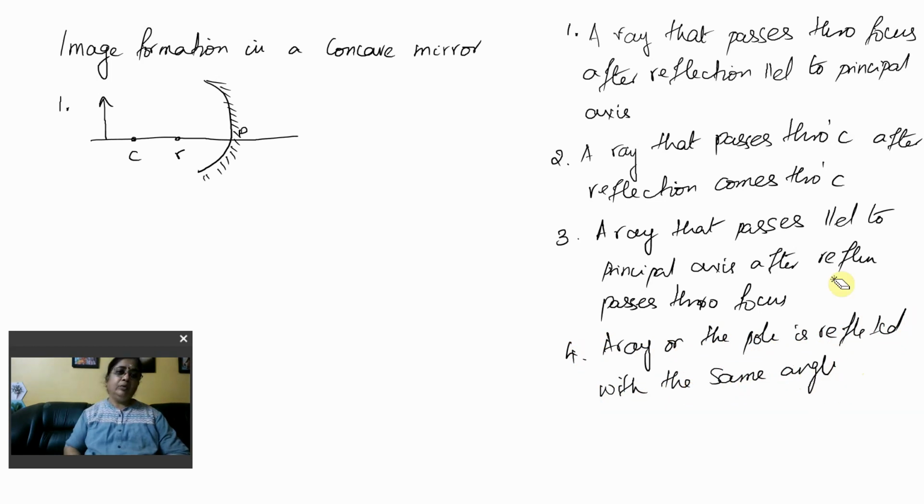Now, let us take the first case. What is my first case? The object is beyond C. So, we can consider any two rules. I will take some rules which I like. This is not R, I'm sorry. This is the center. I just made a mistake. This is F, isn't it? Now, rays from the object will fall on the mirror and they are reflected back. I can take any two rays to find out where the image is formed. So first I will draw an image. What am I doing?